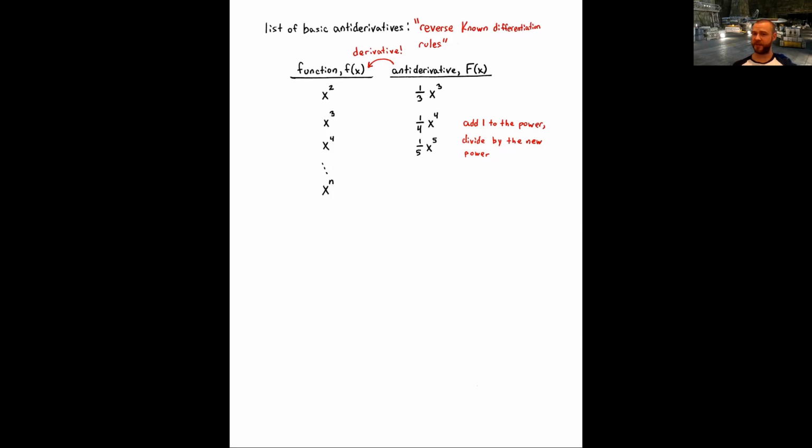Now, at this point, with these few examples, you might be able to propose what the antiderivative should be for a general power of x, x to the n. See if you can propose what the antiderivative should be. We'll check in a few seconds.